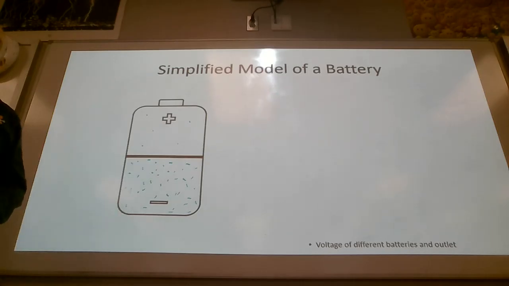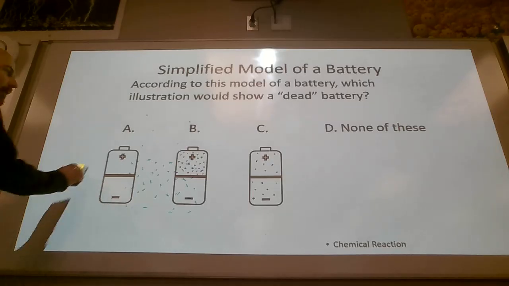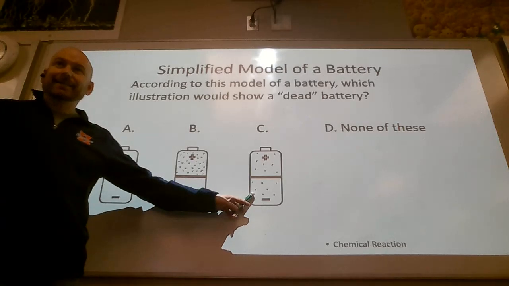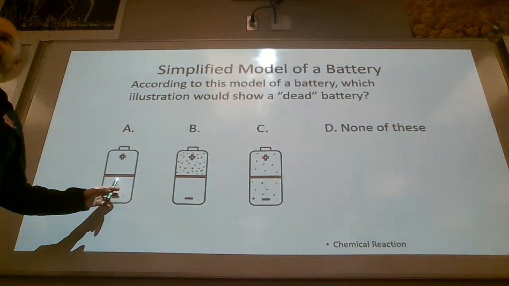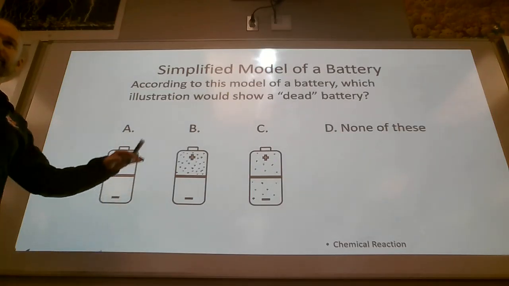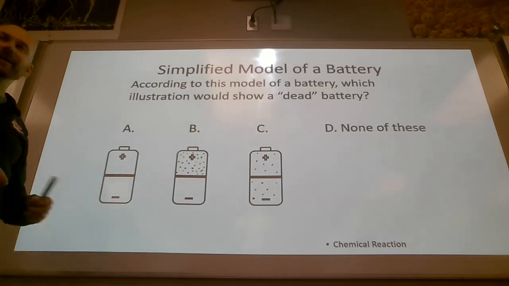So in this model, what would be seen as a dead battery? Is everybody okay with C? Electrons are not consumed. They're not eaten by the light bulb. They're still there. It would be dead.